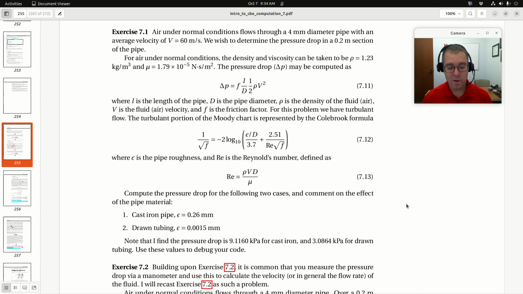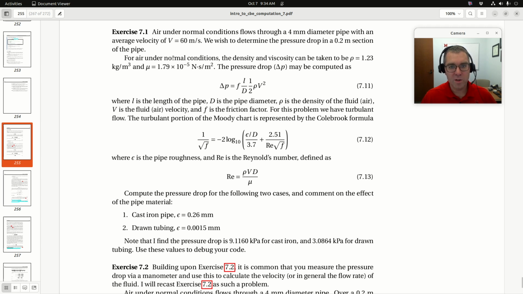All right, greetings, welcome. I want to take a look at exercise 7.1 from chapter 7, in which we're going to calculate pressure drop using the Colebrook equation to determine the friction factor. So let's read through this. Air under normal conditions flows through a 4 millimeter diameter pipe with an average velocity of 60 meters per second. We wish to determine the pressure drop in a 0.2 meter section of the pipe.